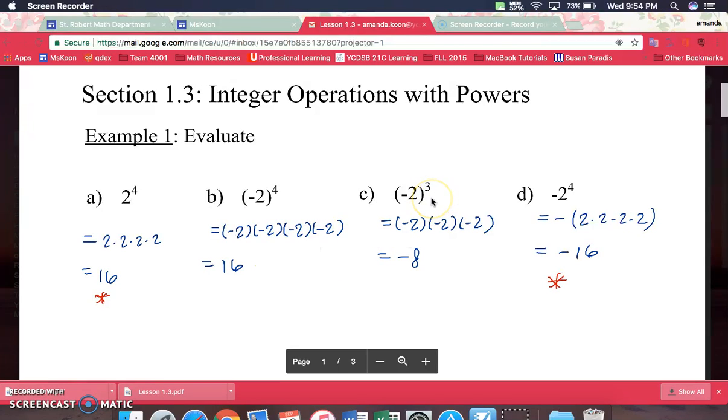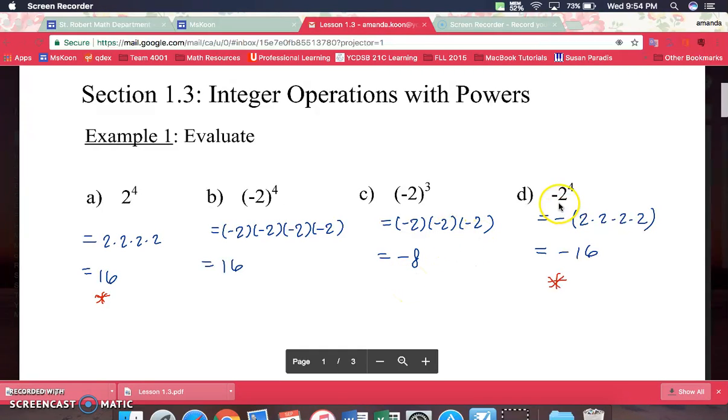So if I see negative 2 in brackets to the power of 3, we say this whole notation is a power. Negative 2 is the base of the power, and 3 is the exponent. So this means the base of negative 2 is multiplied by itself 3 times. Negative times negative turns into positive. Positive times negative is a negative. And 2 times 2 is 4, 4 times 2 is 8.